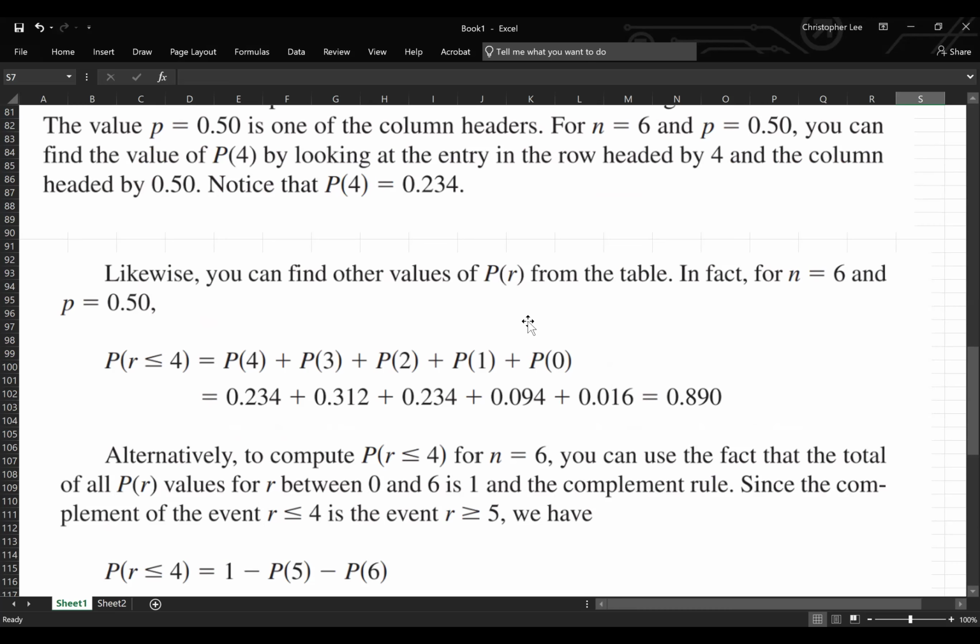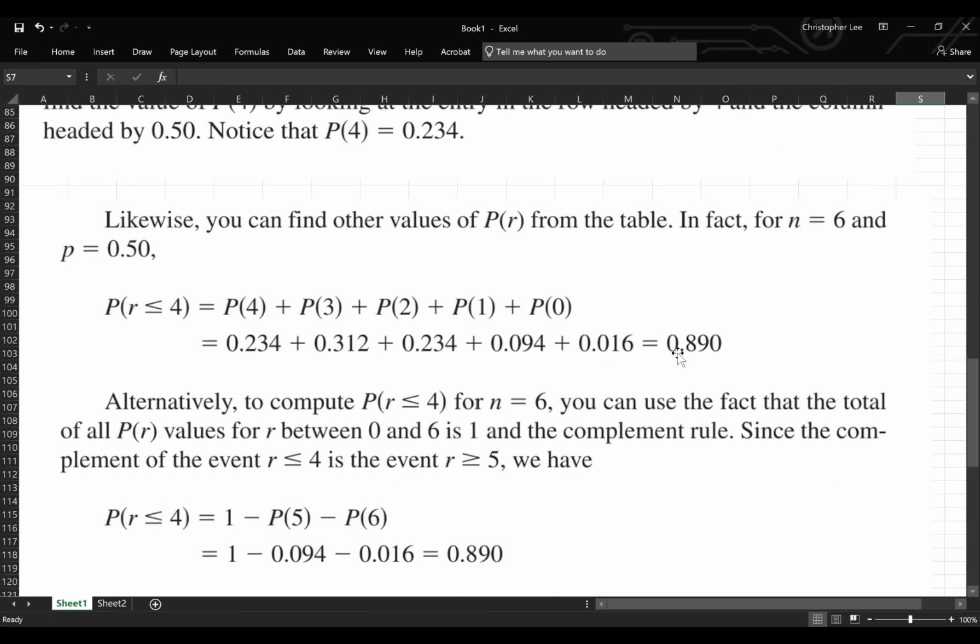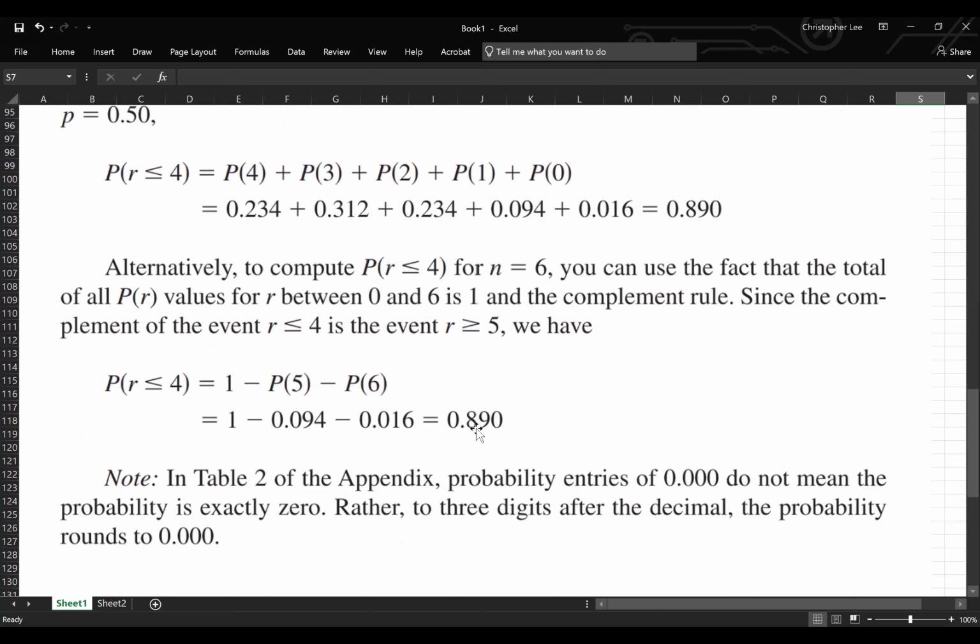Alternatively, to compute the probability of R less than or equal to 4 for n equals 6, you could use the fact that the total of all the probability values between 0 and 6 is 1. And the complement rule, right? Since the complement of the event R less than or equal to 4 is the event R greater than or equal to 5, so that's just 5 and 6, you could add the 5 and 6 together and then subtract that from 1, and that will give you the same answer as the probability of R less than or equal to 4. All right. Questions on this?